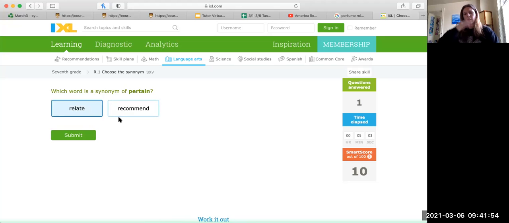So if I was doing that with pertain, I would say maybe this subject pertains to blah blah blah. Sorry, let me give a better example. Maybe a subject pertaining to math would be addition, because that's sort of a type of math. That's not the best sentence ever, but you would not ever say a subject recommending to math is addition, because that just doesn't make sense. So it's definitely going to be relate.